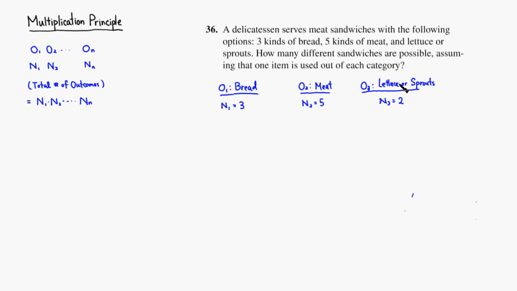All right, so how many different sandwiches are possible, assuming that one item is used out of each category? This is easy, right? The number of sandwiches would be N1 times N2 times N3 according to the multiplication principle. So you have 3 times 5 times 2, which is 30. So there would be 30 different sandwiches possible.